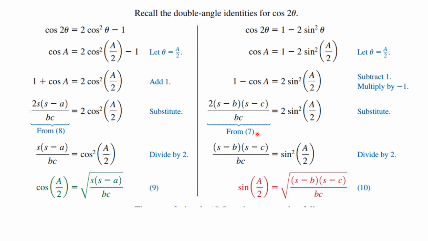Now we're going to use 7 this time, so we're going to be substituting 7 for 1 minus cosine a. We get this expression and we cancel the 2's. And then we're going to take the square root of both sides. So we have the sine of a over 2 is equal to the square root of s minus b times s minus c all over bc, and we call this 10. Now we're going to be using 9 and 10 very soon.